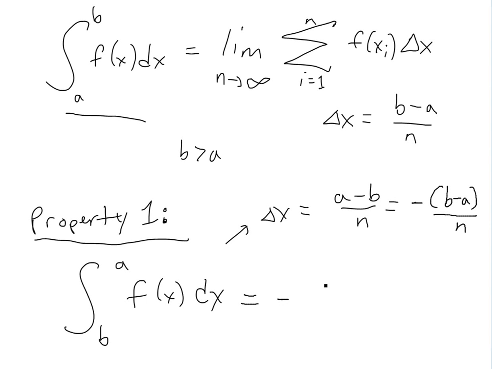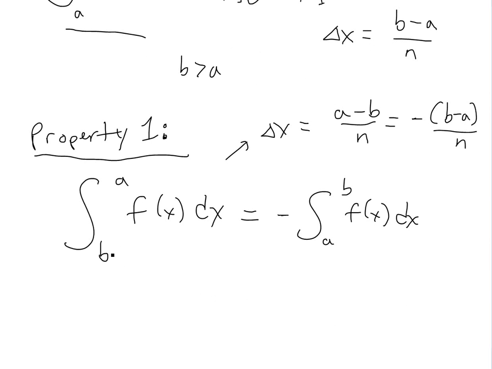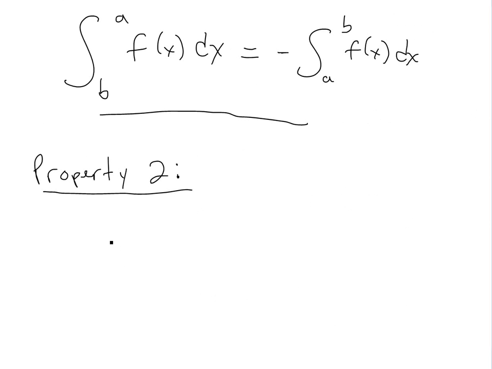So you can put a negative, and this is the integral from a to b of f of x dx. From this one, we could just change the integral from a to b into b to a, and all we do is add a negative there. So that's property 1.